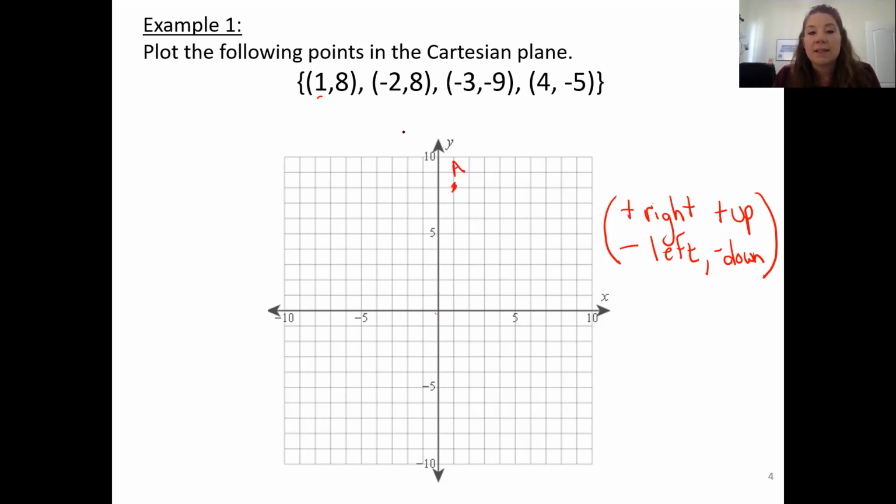We'll label that A. The second point, we go left 2, up 8. So from the origin, we're going to go left 2, up 8, and we are right there. We'll call that point B.